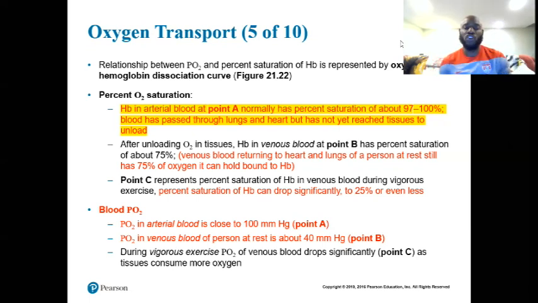On the converse, your partial pressure of oxygen in arterial blood is close to 100 millimeters of mercury. So higher partial pressure of oxygen, higher O2 saturation. In venous blood at rest, it's only about 40 millimeters of mercury, lower partial pressure of oxygen, lower percent saturation of your hemoglobin. Right? And during vigorous exercise, it can drop even lower.